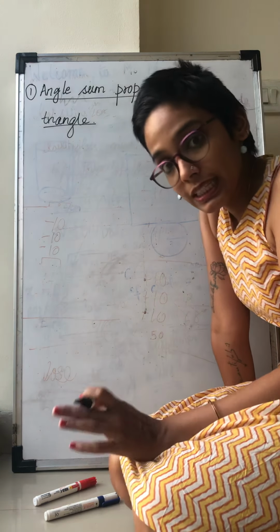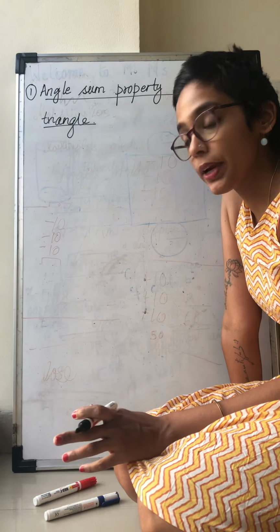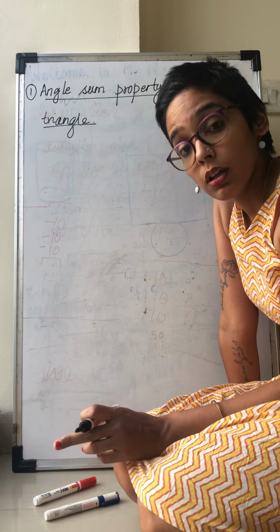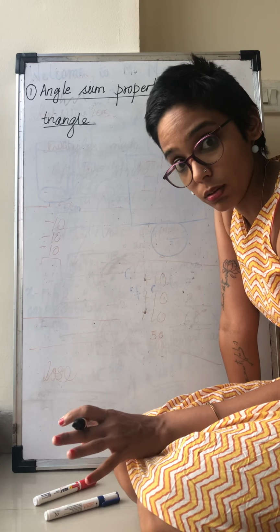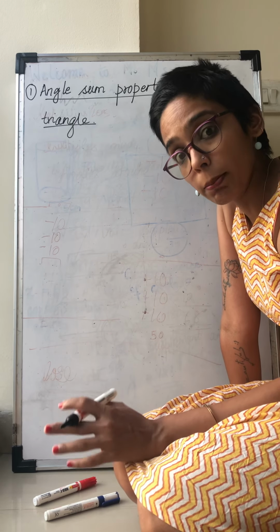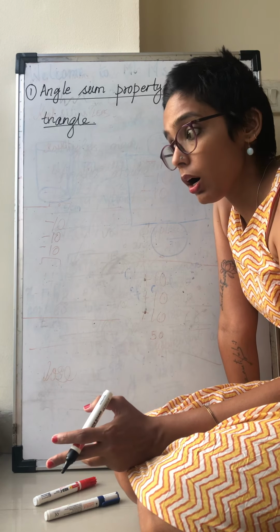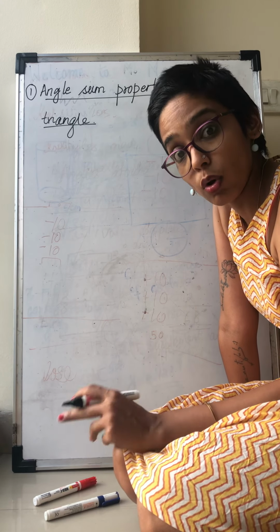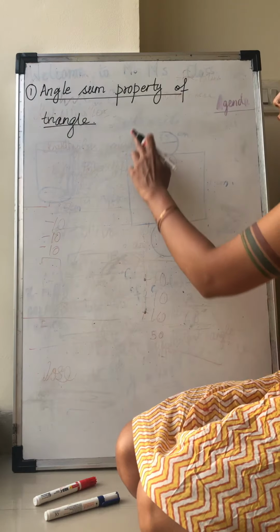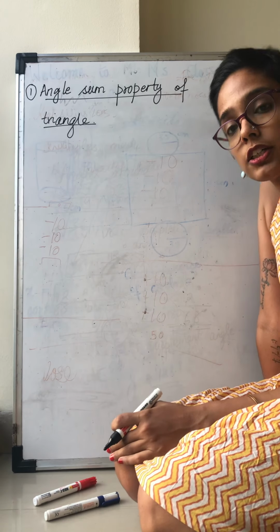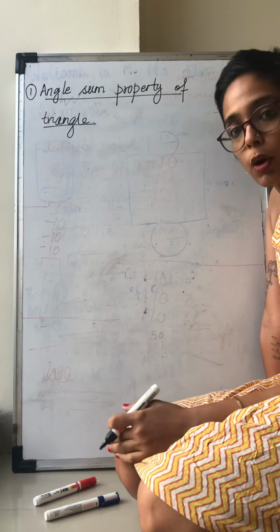So in this video, we are going to learn certain concepts. The first two concepts that we are going to learn are of the triangle, and we are going to see two properties which will help us to solve certain questions of the worksheet that I'm going to give you. The first property of the triangle is the angle sum property of a triangle.